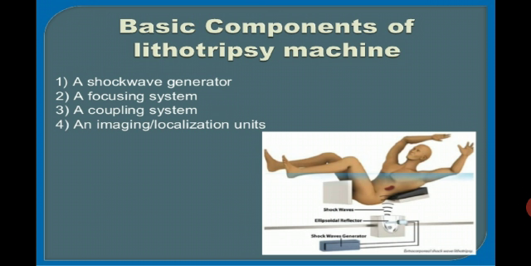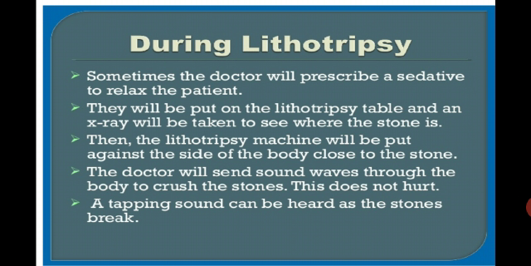And the fourth important unit of this machine is an imaging unit. What is the imaging unit? This system, with the help of the ultrasound machine, monitors the fragmentation of stones in real time. So these are the important components of a lithotripsy machine.